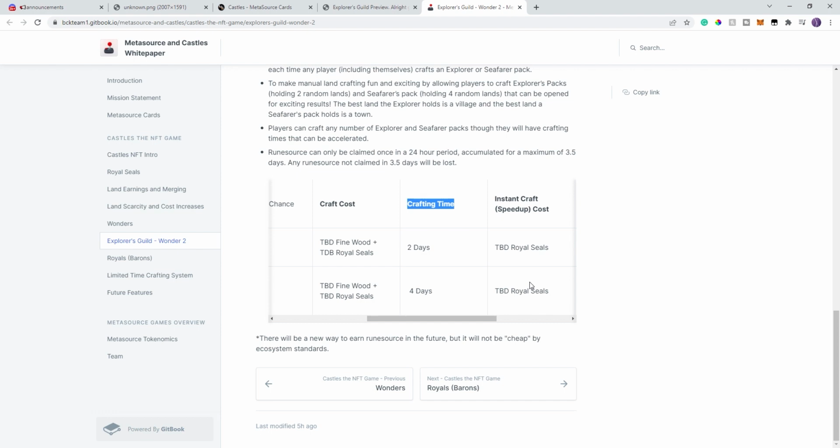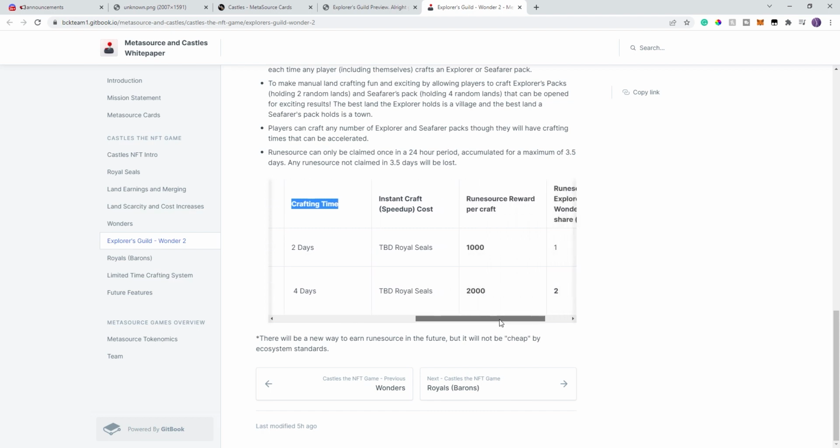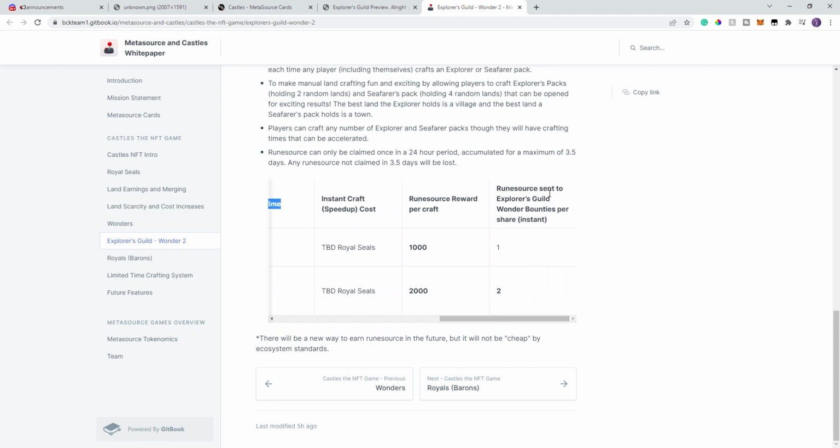It's not instant. If you just do a regular craft, it takes 2 days for the Explorers pack. It takes 4 days for the Seafarer pack. They mentioned that there are speed ups for crafting. So I'm assuming if you have castles and you're producing the royal seals, this is great for you. I don't have any castles yet. I will get one though. So I just want to make sure that you're aware. Again, it shows you the reward for every pack you craft.